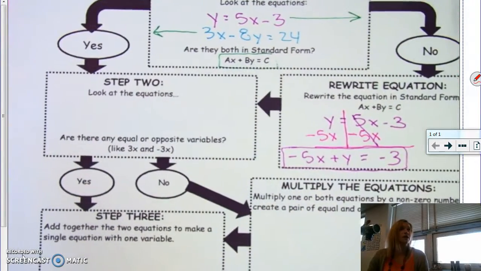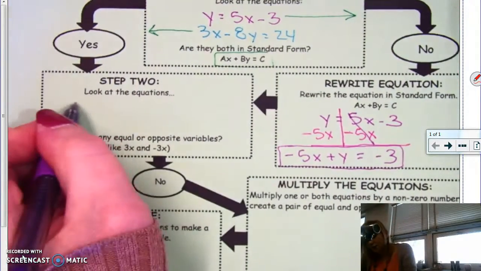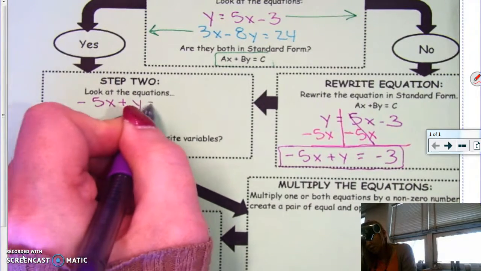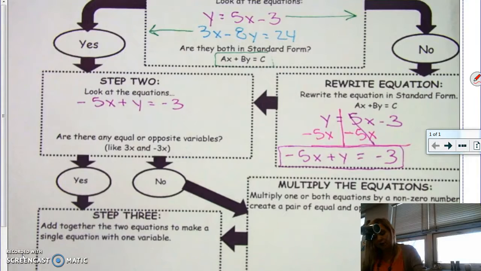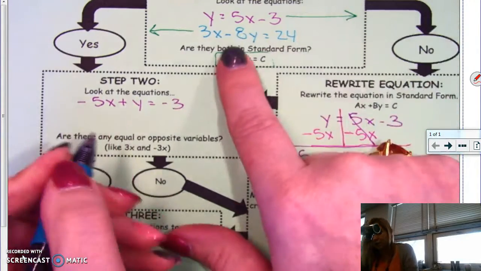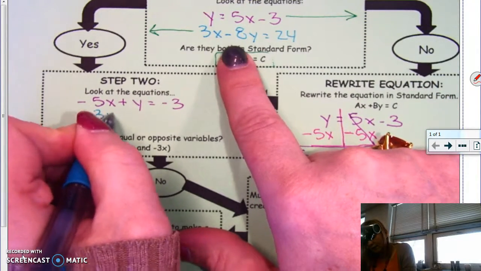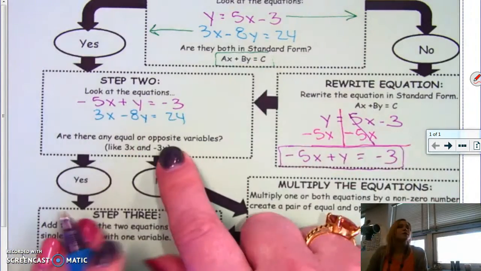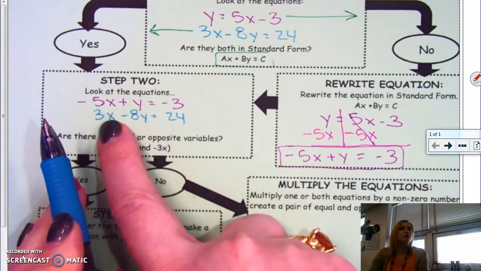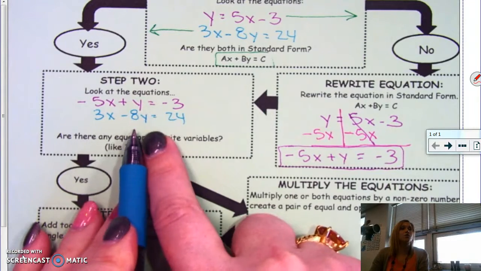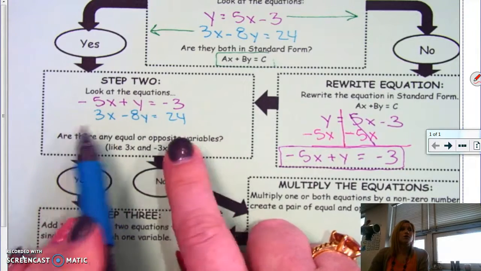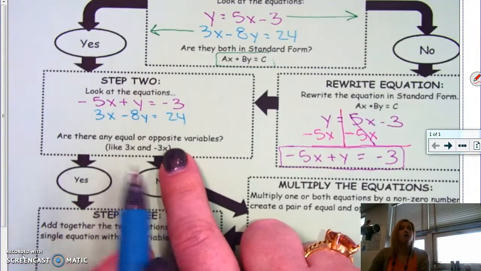So step 2 says, look at the equations. So let's rewrite our two equations. Negative 5x plus y equals negative 3. That's our first one. And then the one that we haven't had to do anything to, 3x minus 8y equals 24. So the whole purpose is we want to make sure that x's are aligned with the x's, the y's are aligned with the y's, and the numbers with the numbers, because we're going to be working with these numbers in order to eliminate one of these variables.